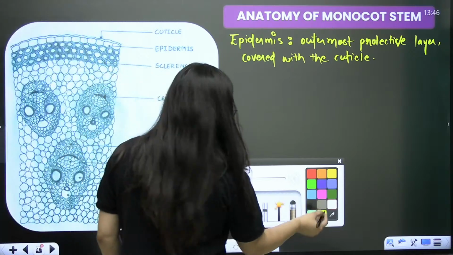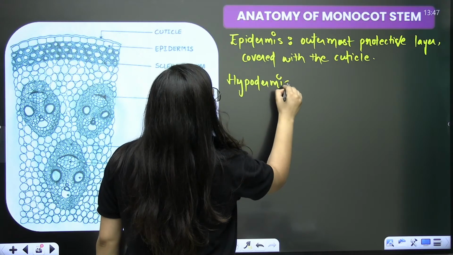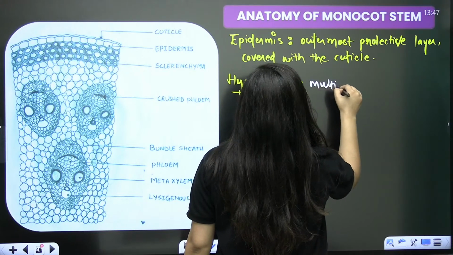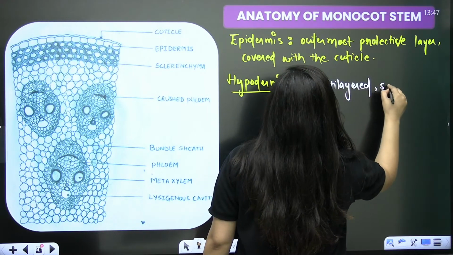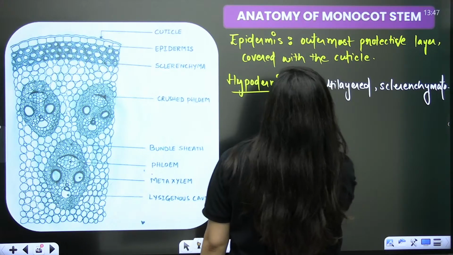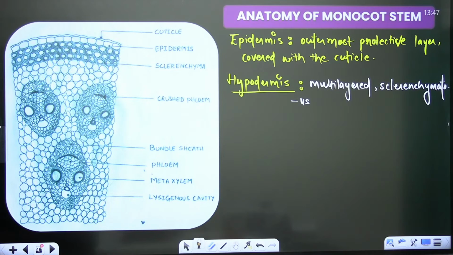But yes, hypodermis is there. Below the epidermis, there will be the hypodermis, and this hypodermis is multi-layered, of course. It is multi-layered, but it is made up of sclerenchyma. So it is multi-layered and sclerenchymatous. Are you getting my point? Clear, bache? So obviously it is going to provide mechanical support. Clear?